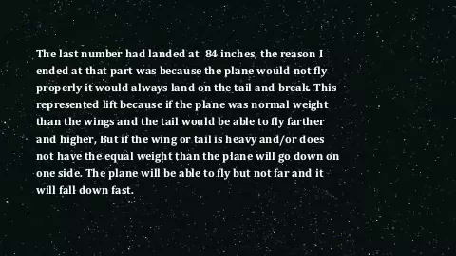This represented lift because if the plane was normal weight, then the wings and the tail would be able to fly further and higher. But if the wing and/or the tail is heavy and/or does not have equal weight, then the plane will go down on one side. The plane will be able to fly but not far, and it will fall down fast.